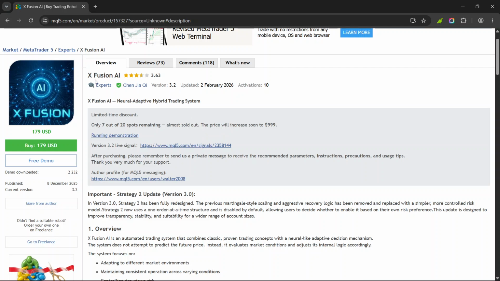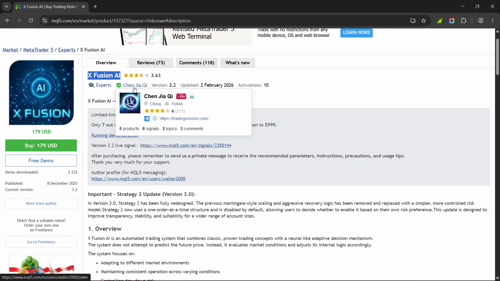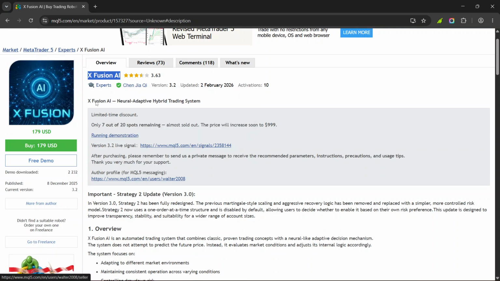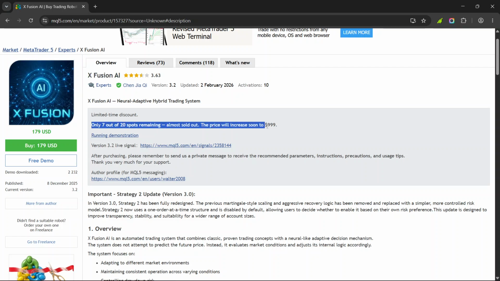Hello everyone. Today's robot is X Fusion AI for MetaTrader 5. It's on sale on the MQL5 market by developer Chen Jiakui, currently sitting around the $180 mark, with the usual limited spots left, price going up soon messaging, saying the price will increase soon to $999, which is a high rise if you ask me. They say it's almost sold out.